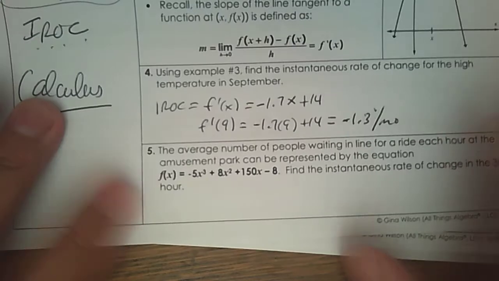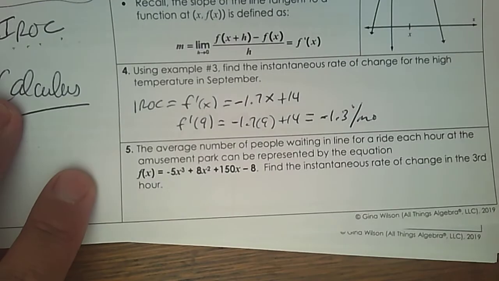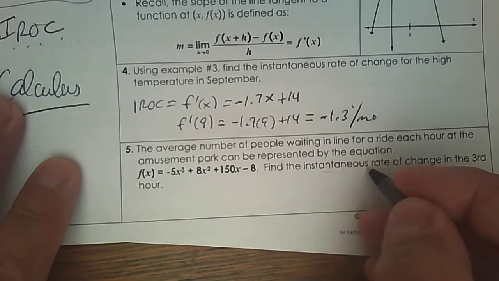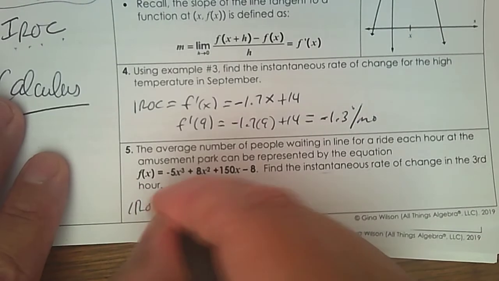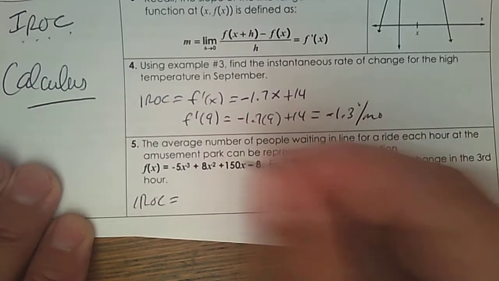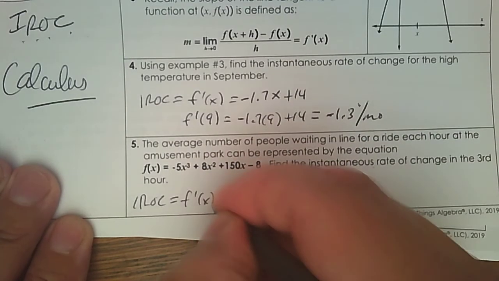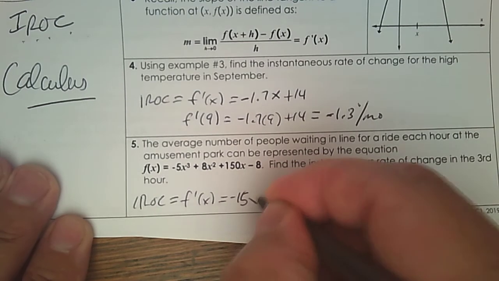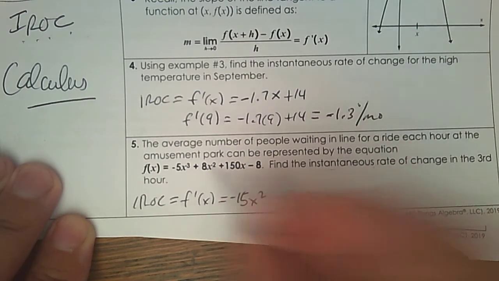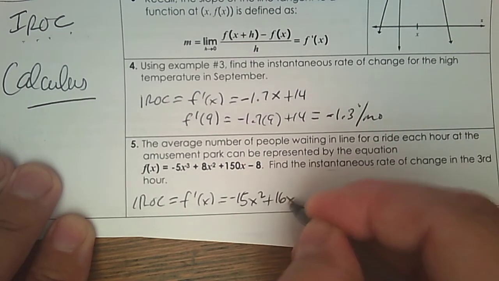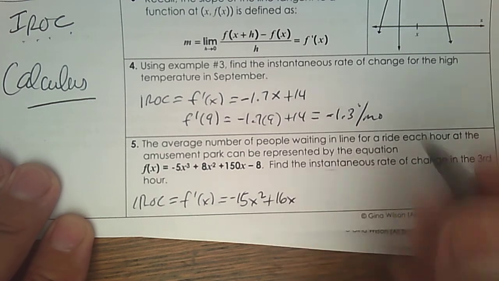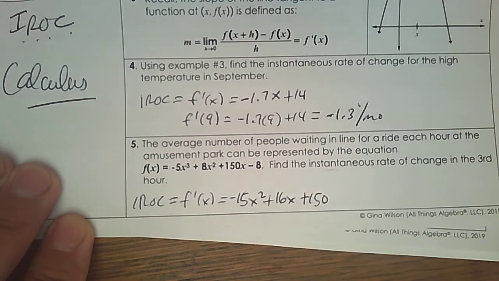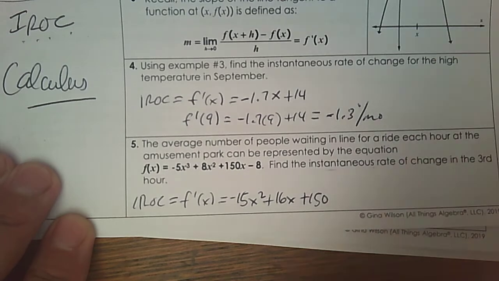Okay, the average number of people waiting in line for a ride each hour at the amusement park can be represented by this equation. Find the instantaneous rate of change. That's the IROC. So what is the derivative using the power rule? 3 times -5 is -15x squared. 2 times 8 is 16x. Subtract 1 from the exponent. 150x is just 150. And then the derivative of -8, that's 0.